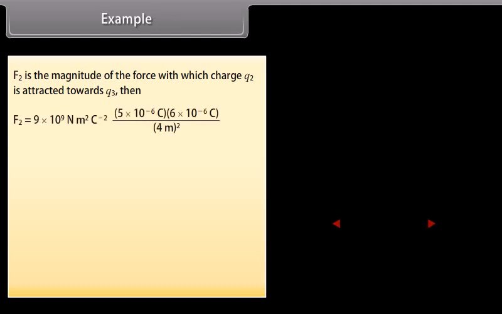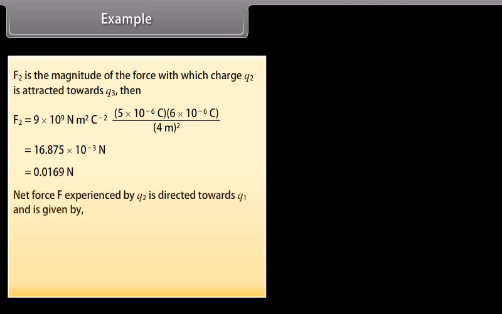F2 is the magnitude of the force with which charge Q2 is attracted towards Q3. Put the values in the above equation. We get F2 is equal to 16.875 into 10 raised to the power minus 3 Newton, which is equal to 0.0169 Newton.